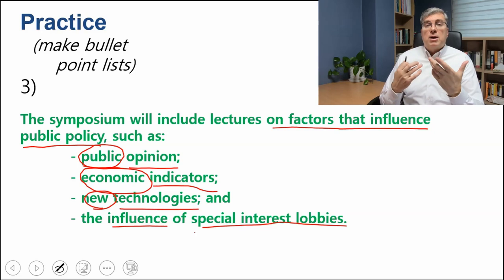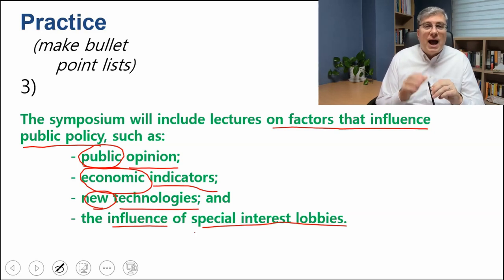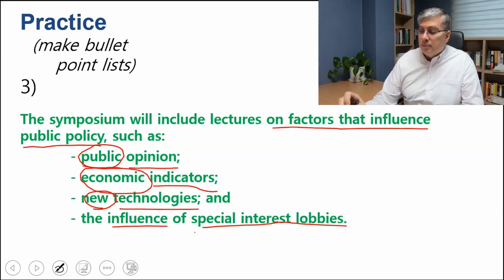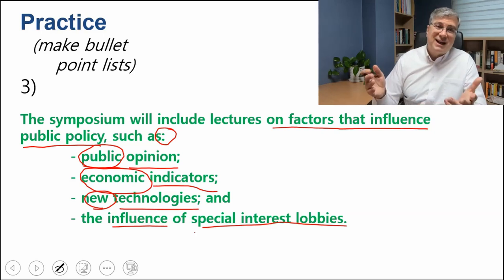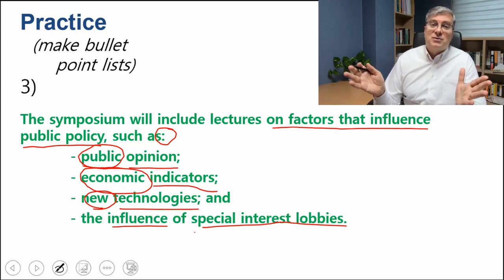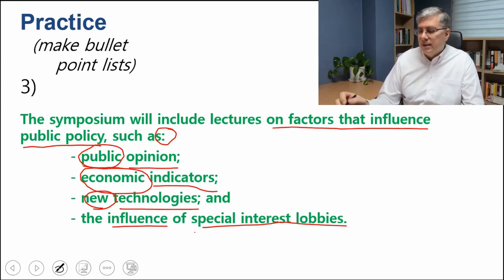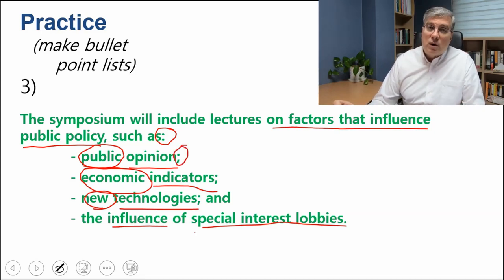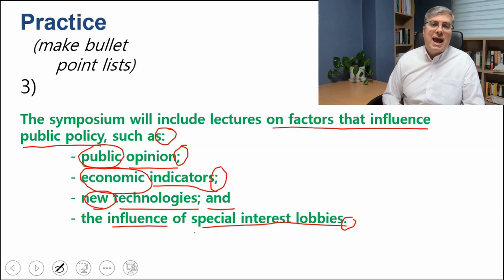So when you make your bullet point list, make sure that the items in the list are parallel in structure. Follow the common punctuation rules: use a colon to introduce your list, hopefully after a complete sentence, but like I said, it's not that necessary to do it. Nobody's going to notice probably if you do or not, although technically it should be a complete sentence. Then use semicolons or commas, depending on how long they are. Here I use semicolons. Use and before the last one, and then use a period at the end.